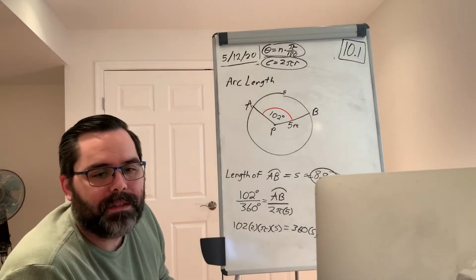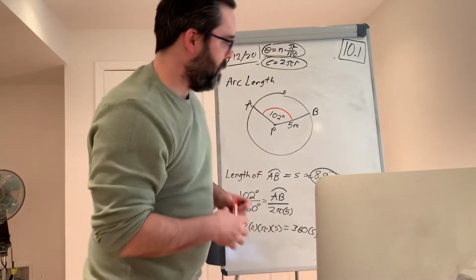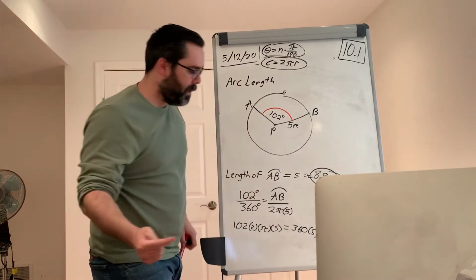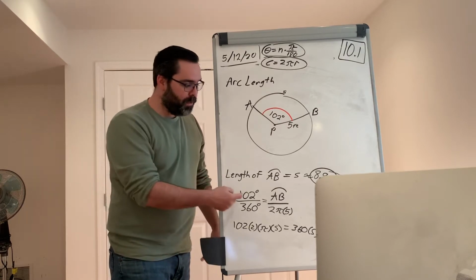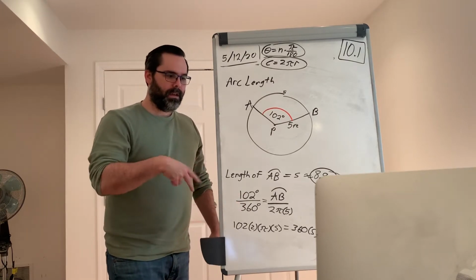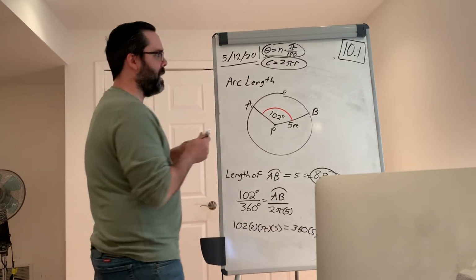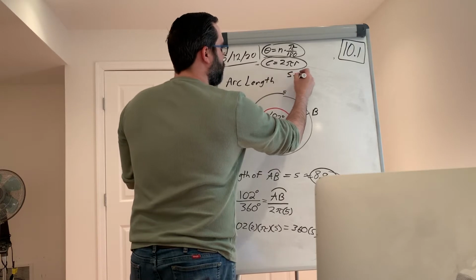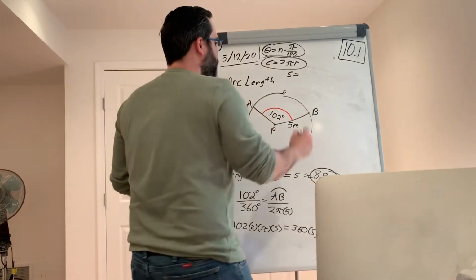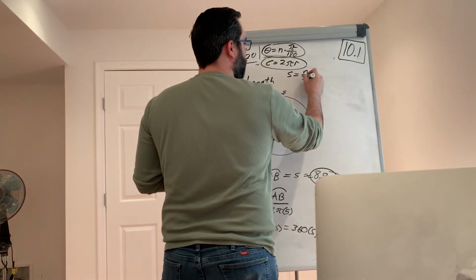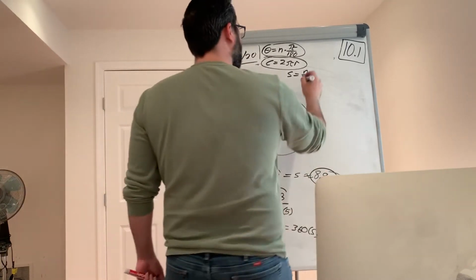Now, there's a faster way to do this, and that is this formula. I'm going to give you another formula. You don't have to have this memorized because I just showed you how to do it without the formula. But there is a formula using this information. It's basically this setup, but it pre-solves it for us. The formula is S equals N over 360 times 2 pi r.